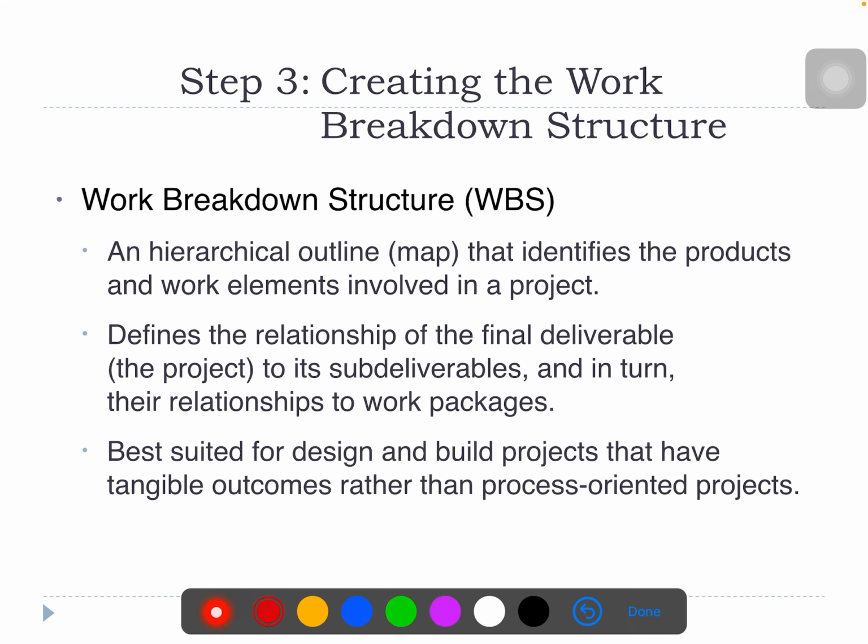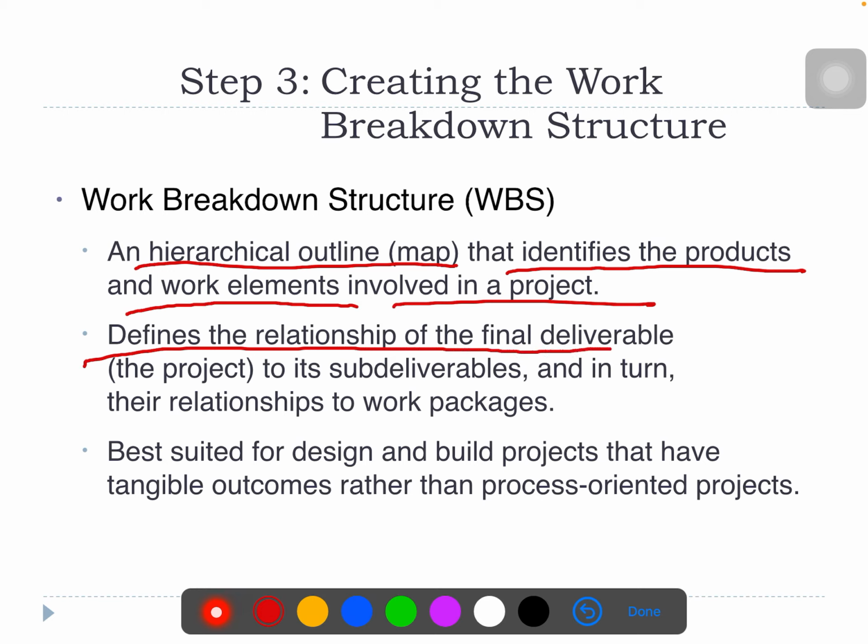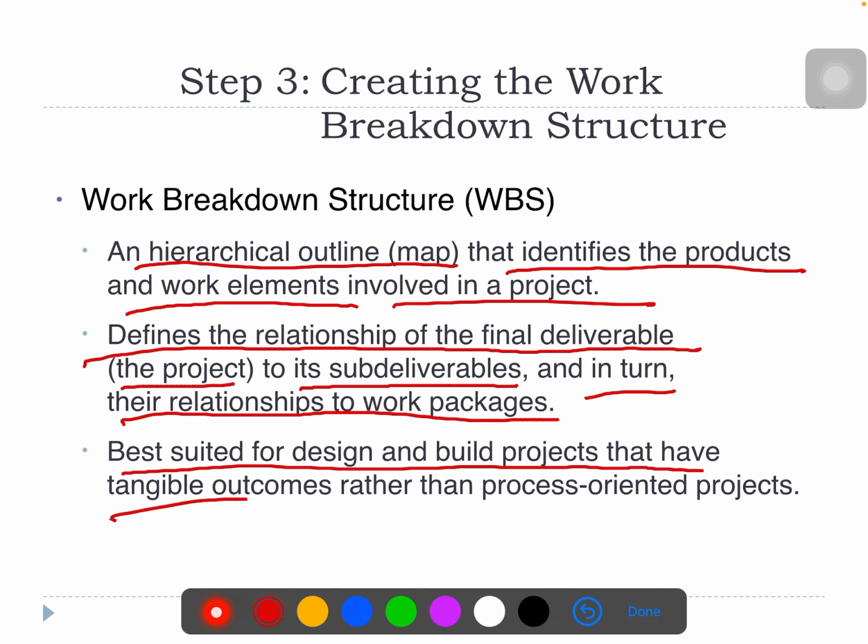Step number 3 is creating the work breakdown structure by using a hierarchical outline map that identifies the products and work elements involved in the project. How? It is done by defining the relationship of the final deliverables of the project to its sub-deliverables, and in turn their relationships to work packages. It is best suited for design and build projects that have tangible outcomes rather than process-oriented projects.